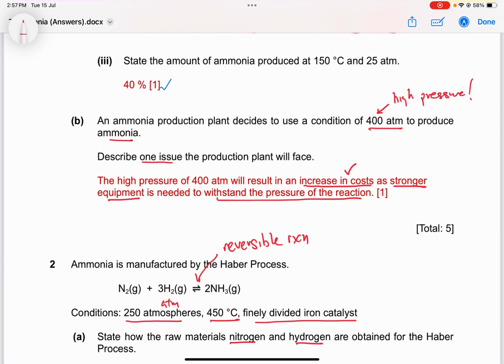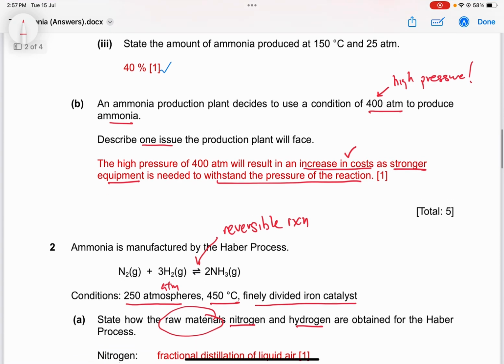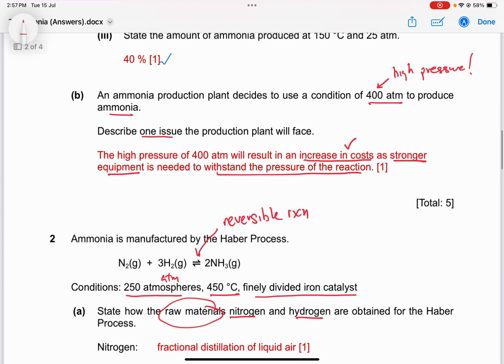This one you need to know. So take note, this is commonly asked either in MCQ or your structured. So know where they are from. So for nitrogen, it is fractional distillation of liquid air. So just take note, liquid air is important and it's fractional distillation. So actually there are 3 points here. Most students, when they write very quickly, they always forget the liquid in the liquid air.